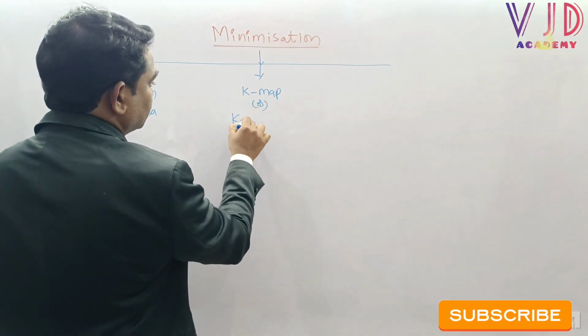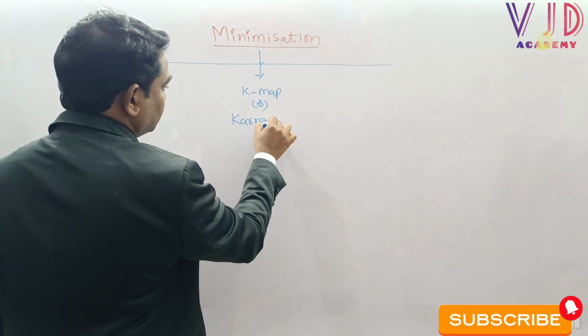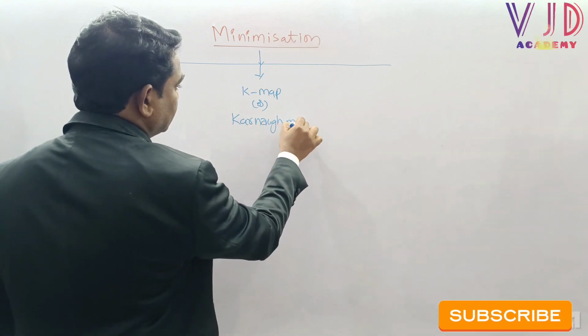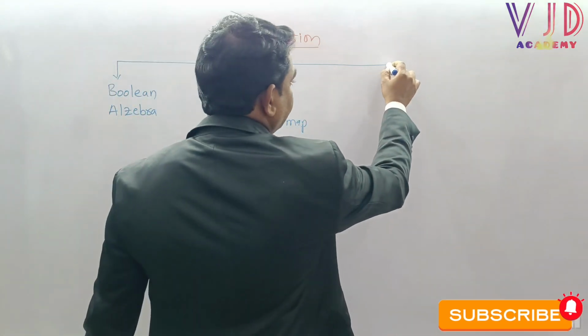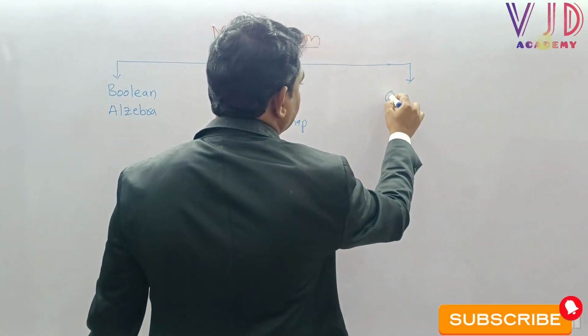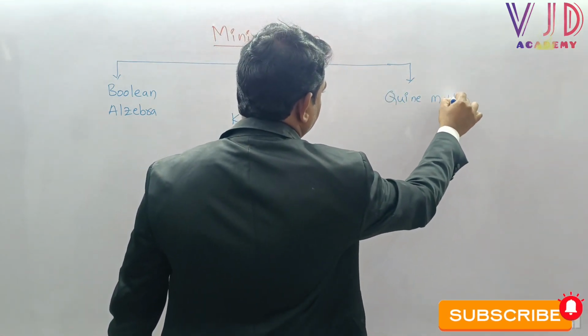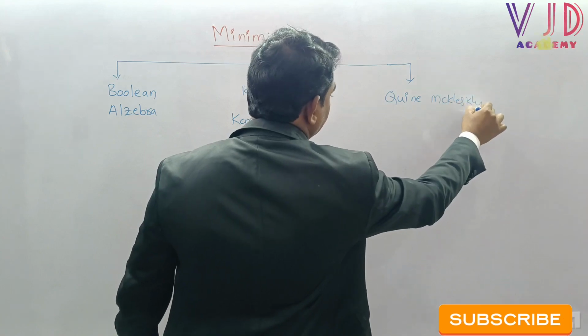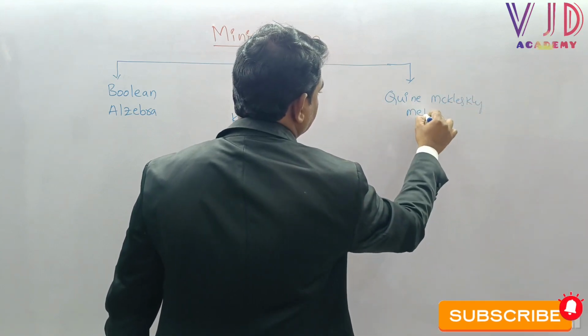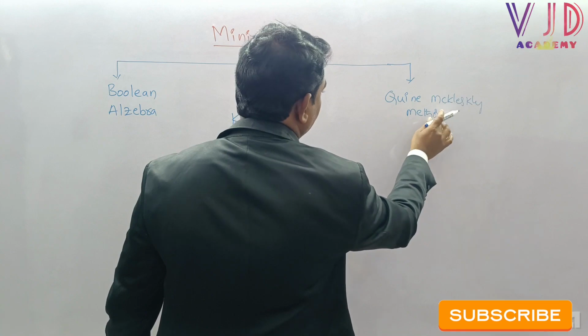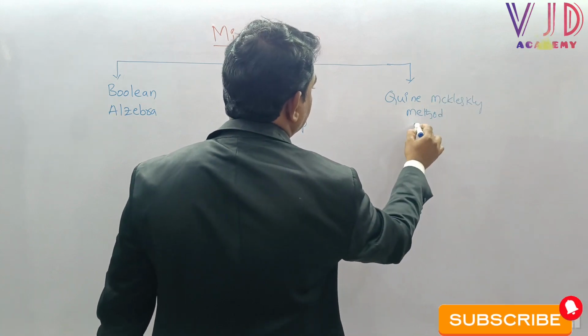Also called Karnaugh map, and the third one is the Quine-McCluskey method. This method is also called the tabulation method.